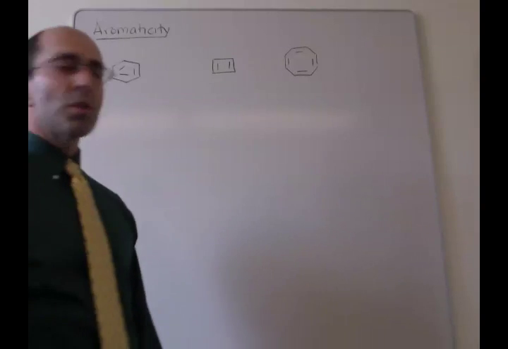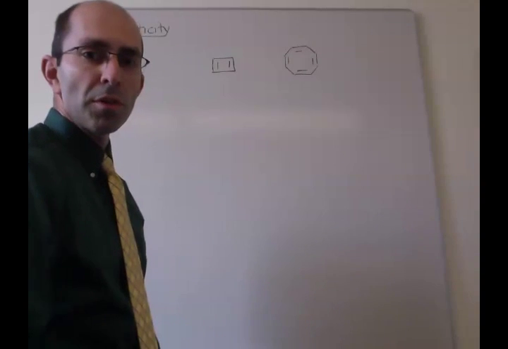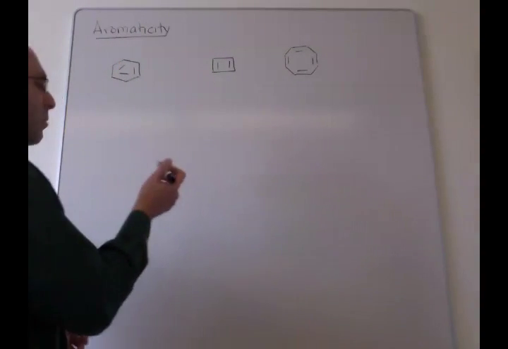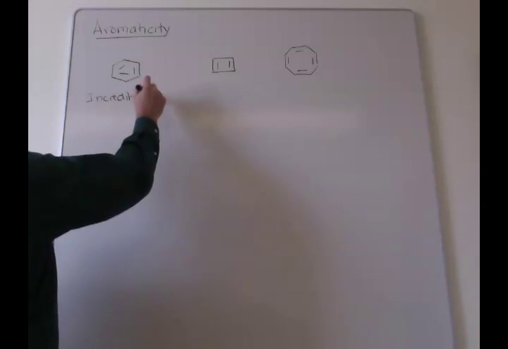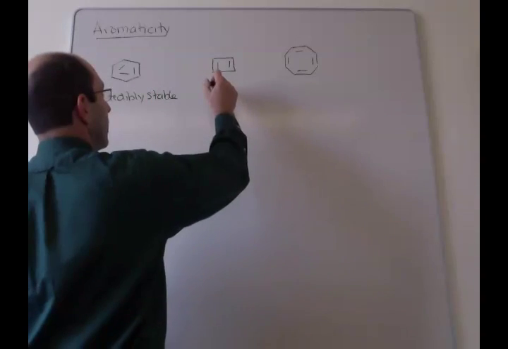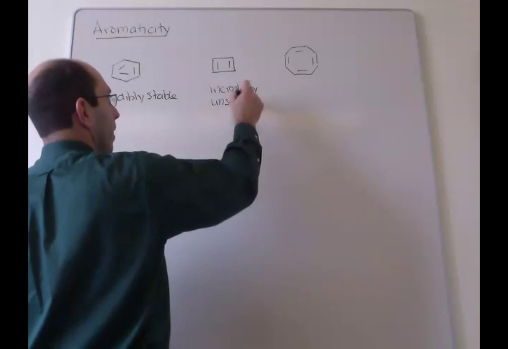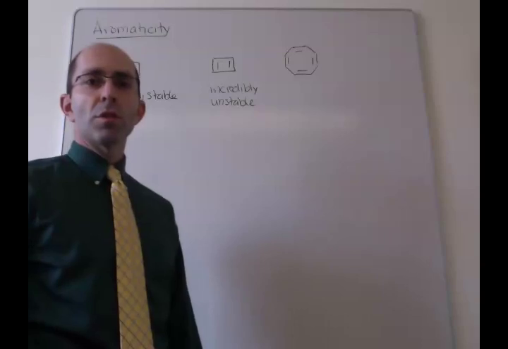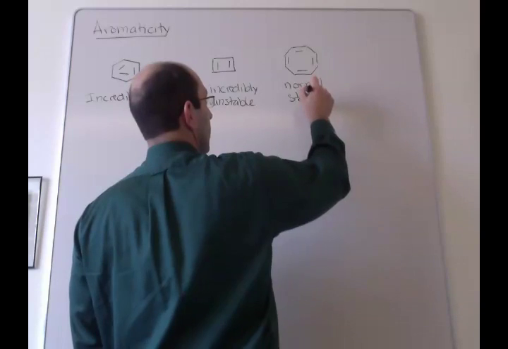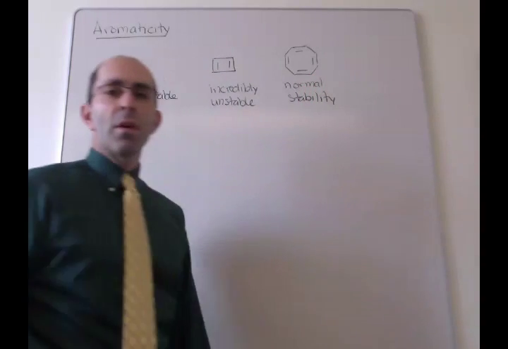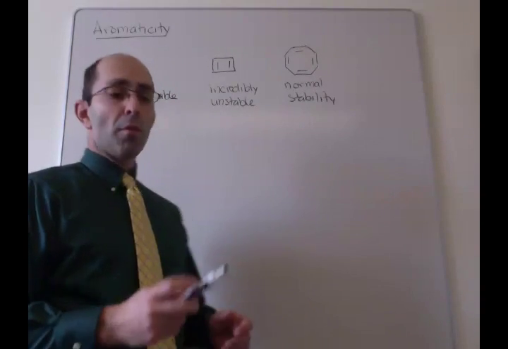The interesting thing about these molecules is that they're all conjugated, they're all cyclic, they all have p orbitals at every atom, and it turns out, as we know, benzene is incredibly stable. Cyclobutadiene is incredibly unstable, and cyclooctatetraene behaves just like a regular alkene. So we'll just call this sort of normal stability. These 3 molecules fall into the 3 broad classes of stability for molecules.